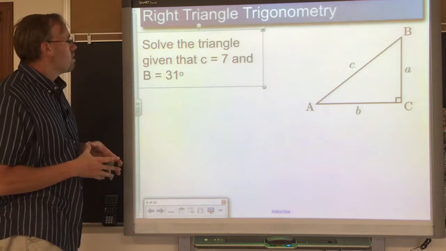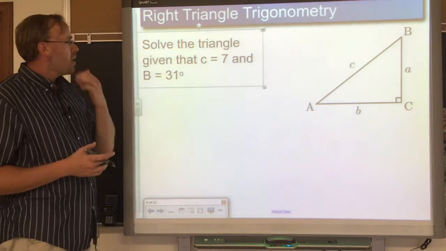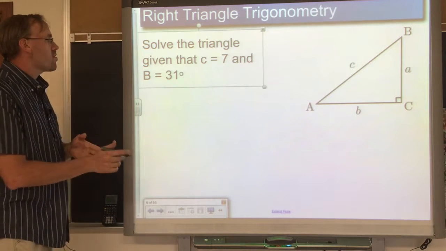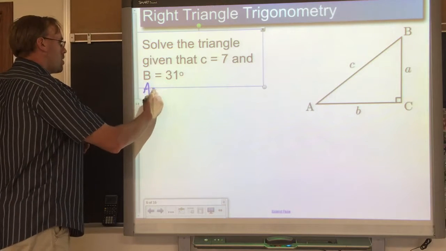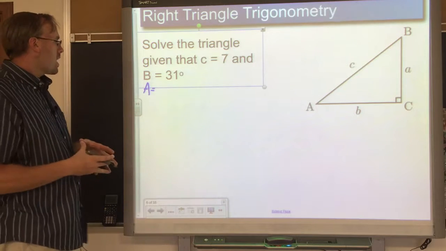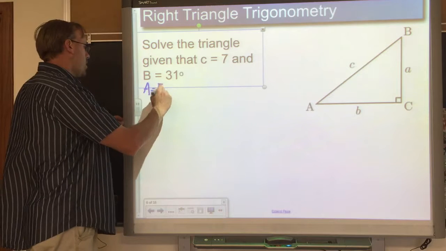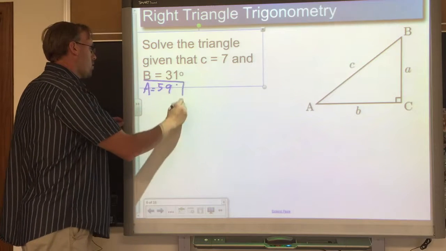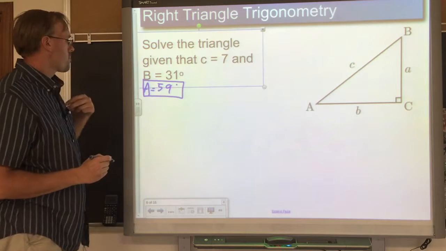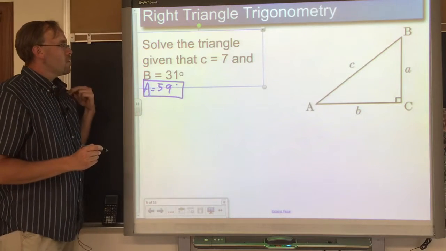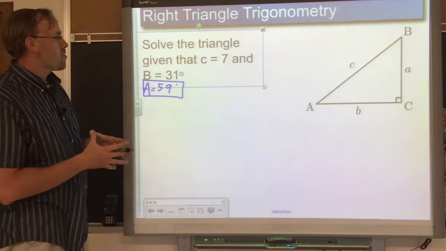Let's do another one. Here we have the hypotenuse is 7 and angle B is 31. So right off the bat, angle A has to equal 59 degrees. So how do we find the other two sides?